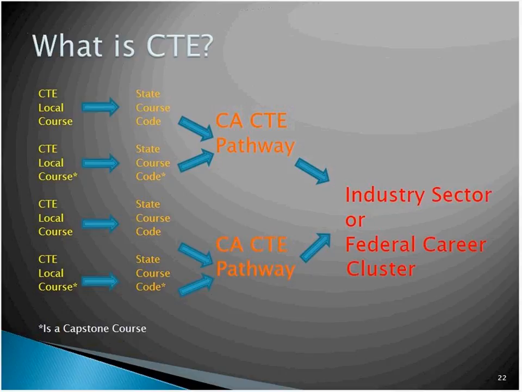In those state course codes, you also have to map them to a pathway. We have 58 identified pathways. In California, you can't add any. That's all, 58. So you have to pick which pathway your courses are going to fit into, map it to that, and then here at the department, we map those pathways into the 15 industry sectors that we have in California, and then we further map those to federal career clusters, which are slightly different than our industry sectors.